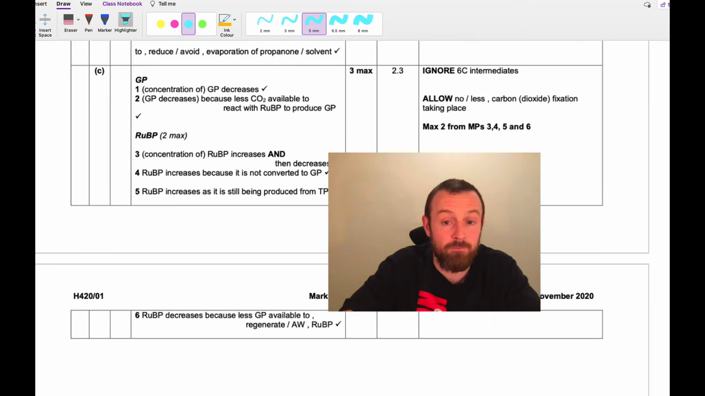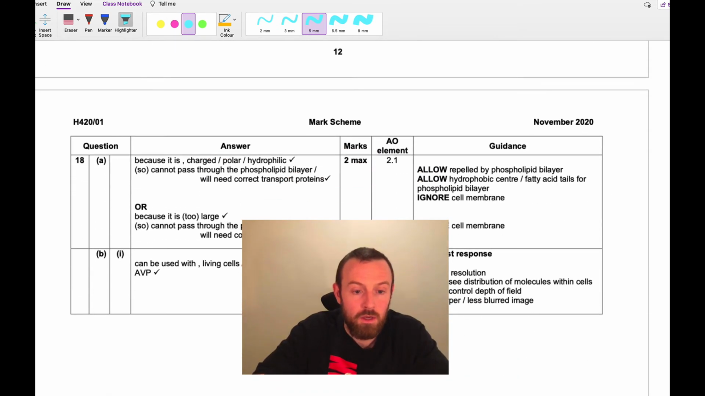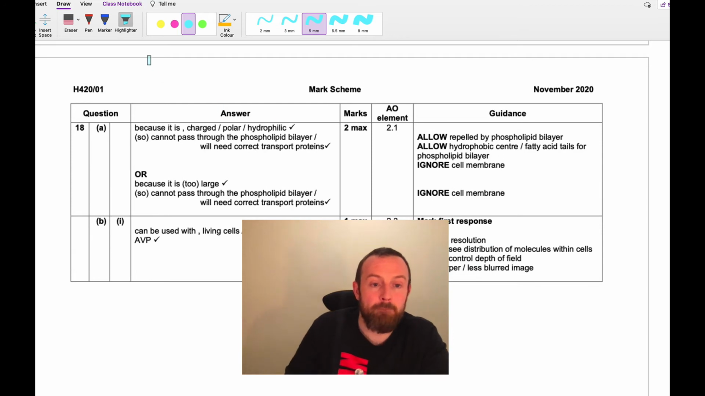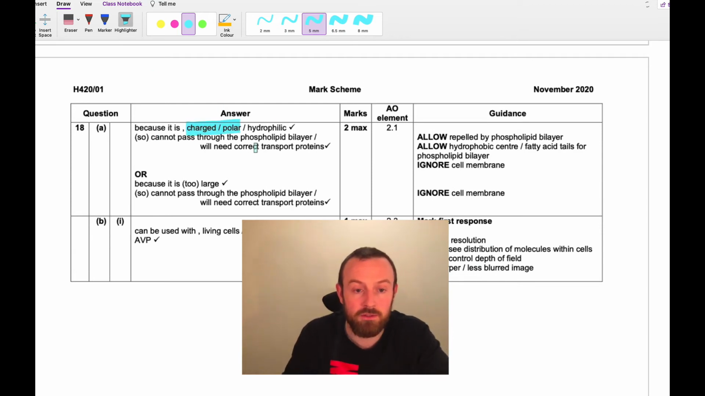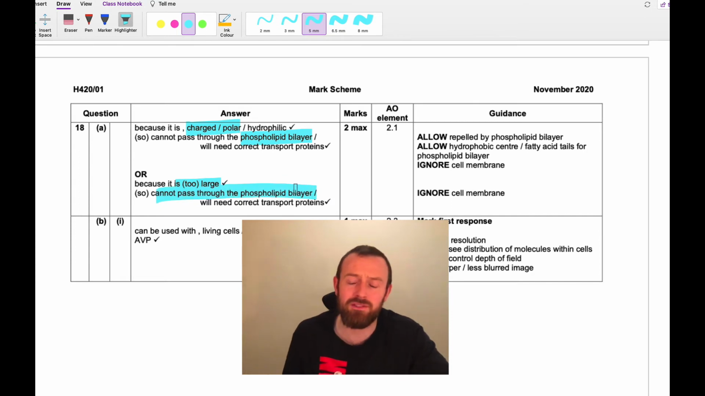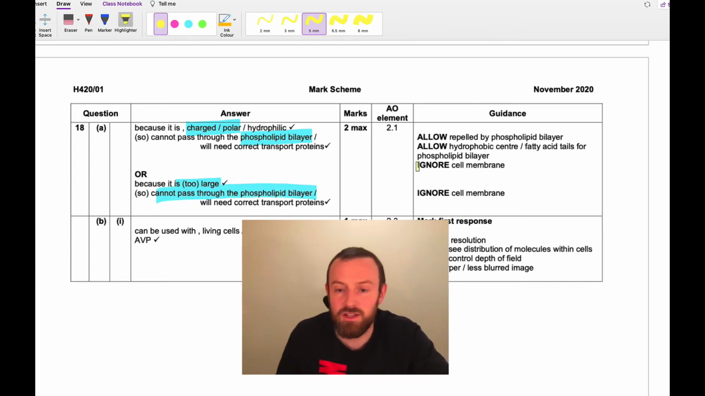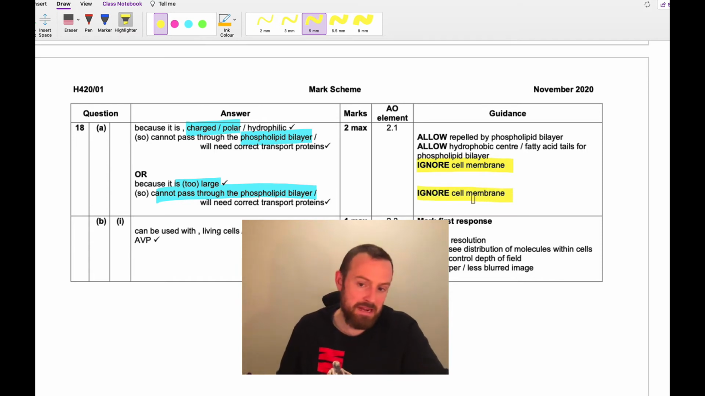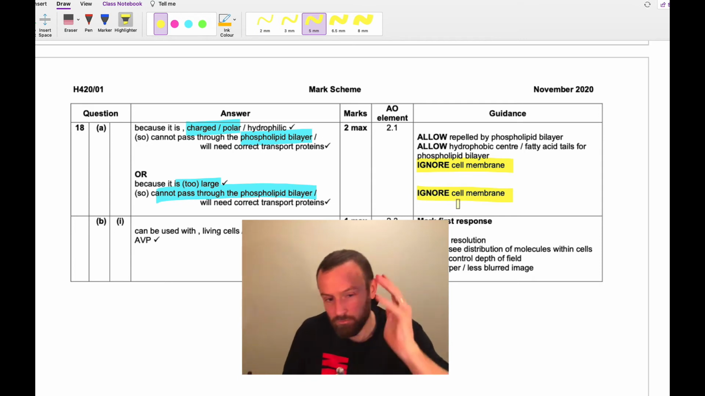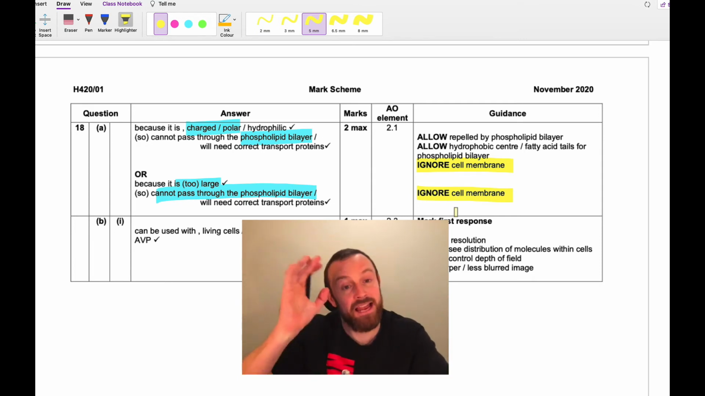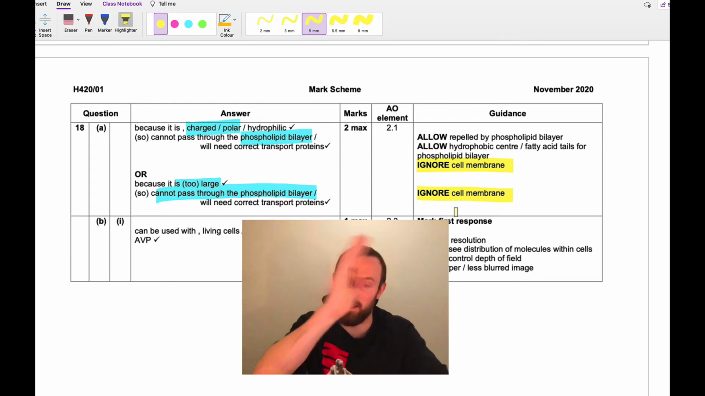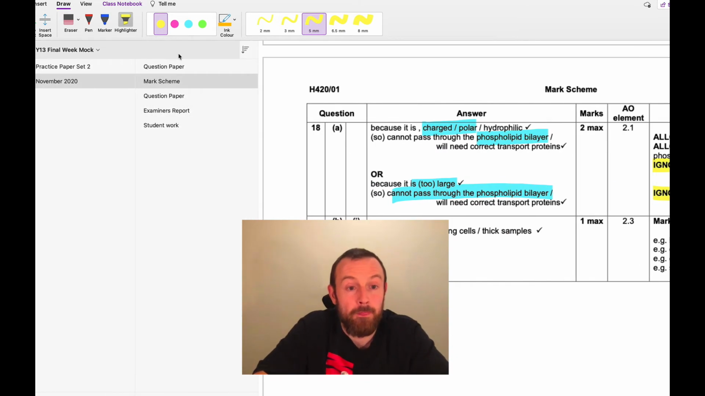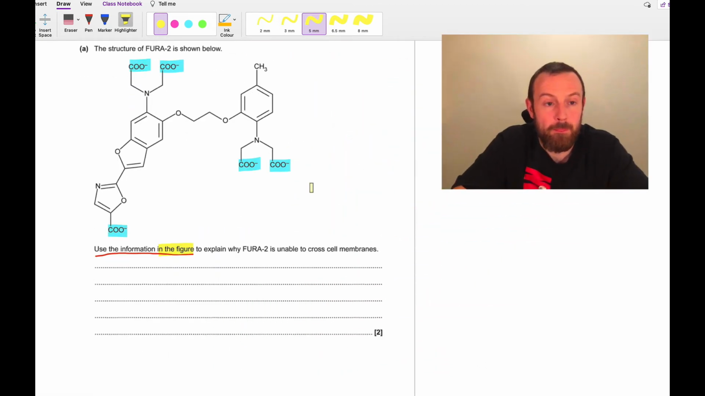So here's the mark scheme. Have a look. In both cases, you could say it's charged or polar, and it won't fit through the phospholipid bilayer, or you can say it's too large, it cannot pass through the phospholipid bilayer. So you have to say bilayer. Look at this over here, it's harsh. Ignore cell membrane. Ignore cell membrane. Isn't that mean? Yes, I think it is quite mean, but you've got to say bilayer because it's A level. Cell membrane is kind of GCSE. Phospholipid bilayer is what it is. All right, moving on.